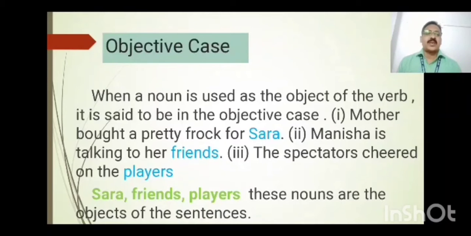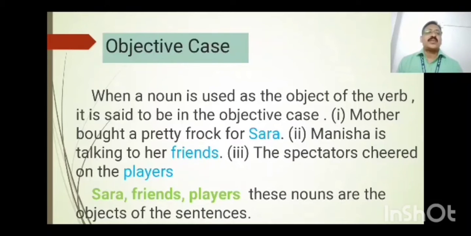Mother being the subject of the sentence. What does she do? She bought a pretty beautiful frock for Sarah. Here Sarah is the object in this sentence. Sarah is the noun in the object form of this particular sentence. Next, example 2: Manisha is talking to her friends. Manisha being the subject of the sentence. To whom is she talking? She is talking to her friends. Friends is in the object form in this particular sentence.